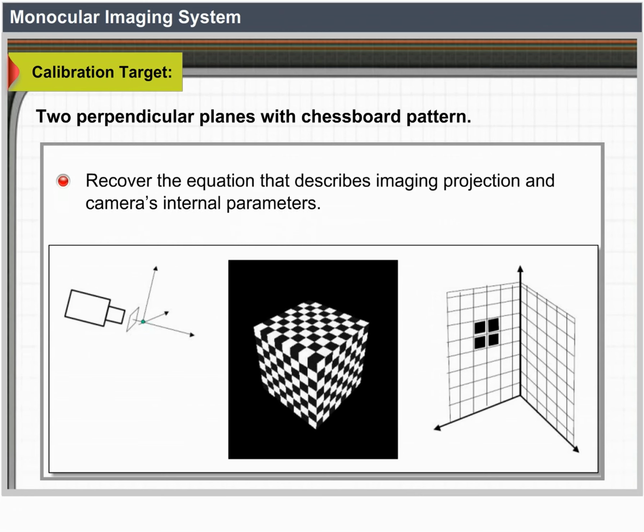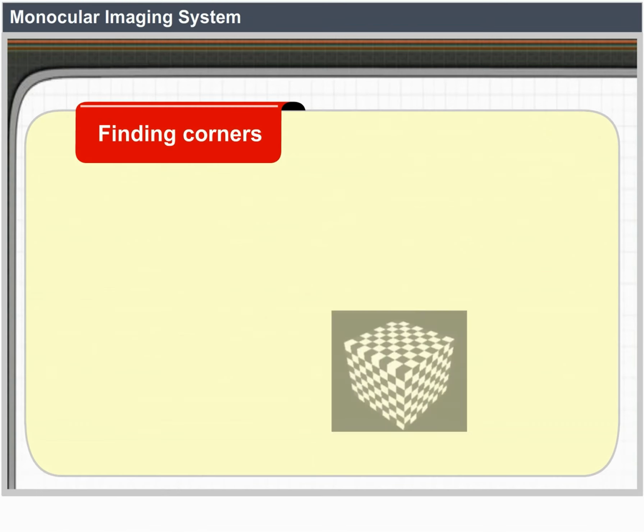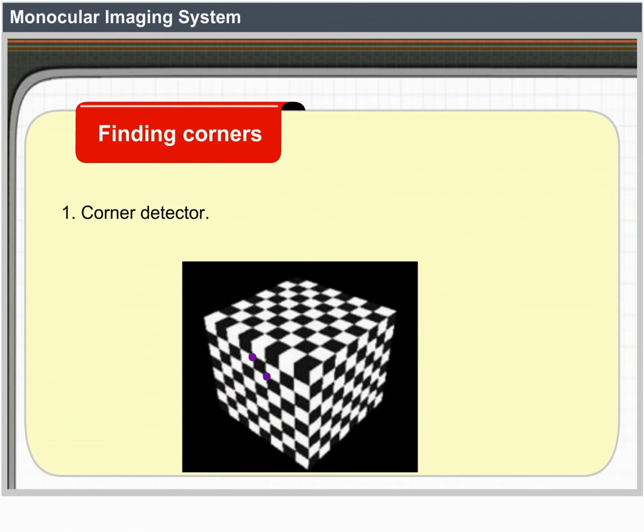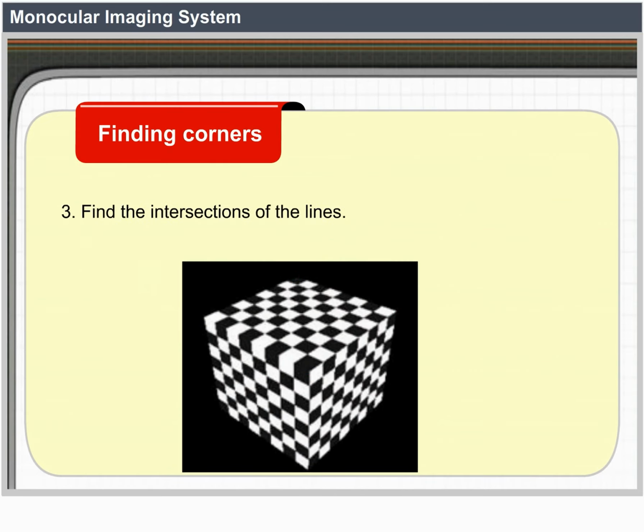Recover the equation that describes imaging projection and the camera's internal parameters. At the same time, also recover the relative orientation between the camera and the target. Finding corners: corner detector, Canny edge detector plus fitting lines to the detected edges. Find the intersections of the lines.